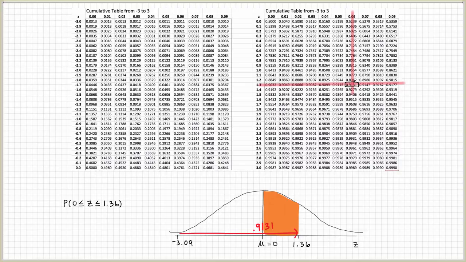Well, it turns out that this blank piece on the left of the orange, that's going to be what? Half. That's 0.5. So if we subtract 0.5 from 0.9131, it's going to give us the orange piece. And that's what we're doing here. And there it is. So the answer is 0.4131. So the probability of Z being between 0 and 1.36 is going to be 0.4131, which is, by the way, the same answer if we were using one cumulative table that goes from 0 to 3.